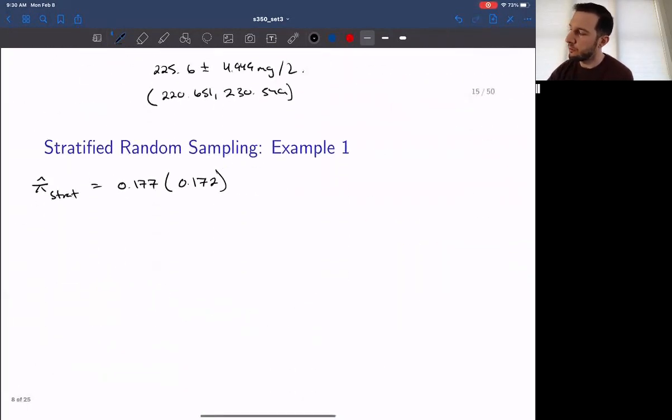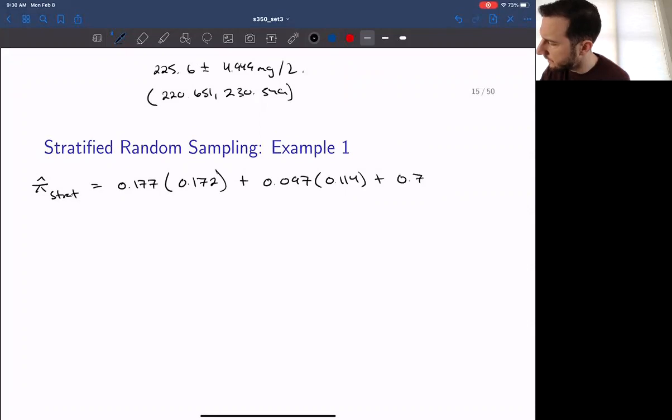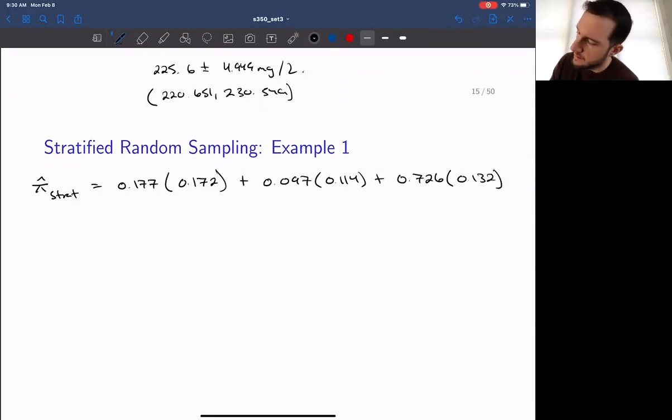So we have 0.177 times 0.172 plus 0.097 times 0.114 plus 0.726 multiplied by 0.132. And this is equal to 0.137.